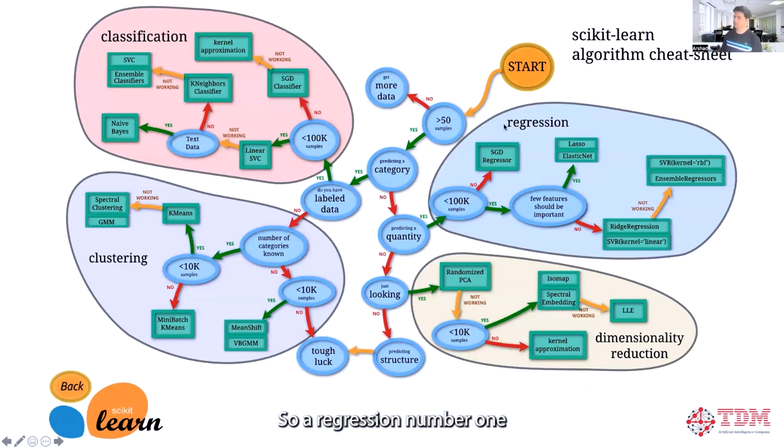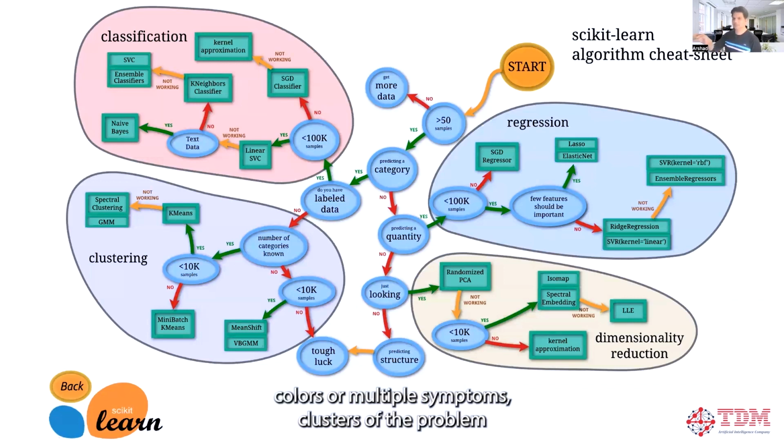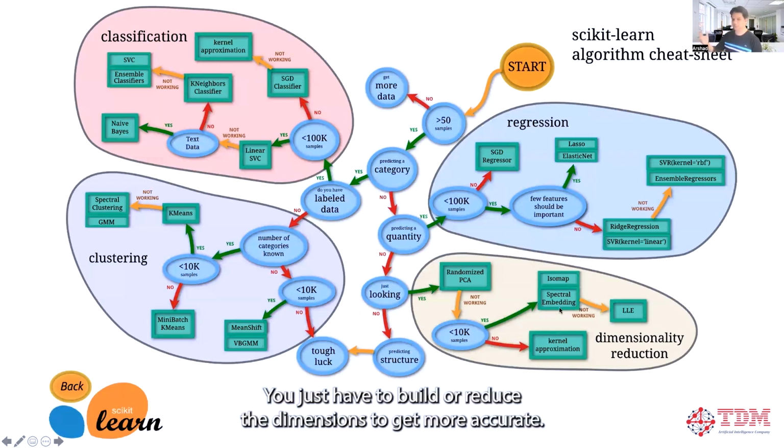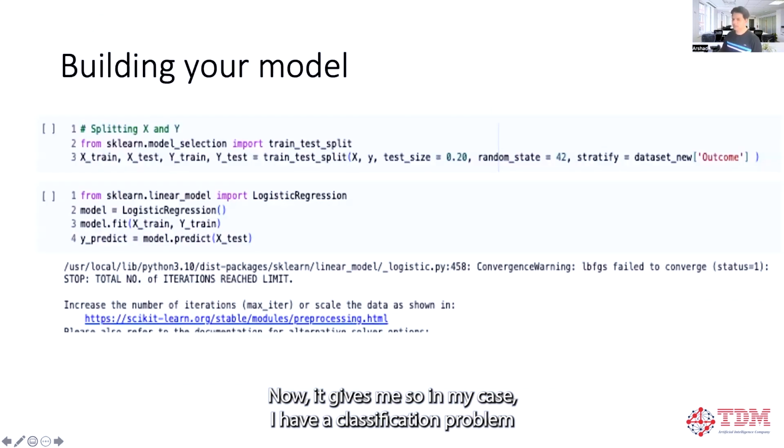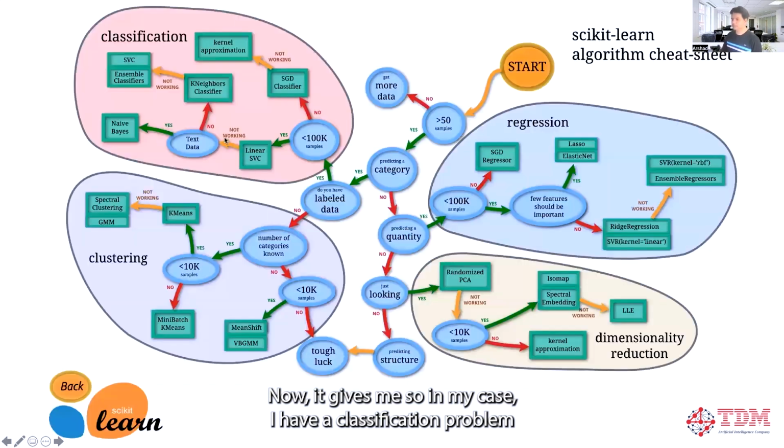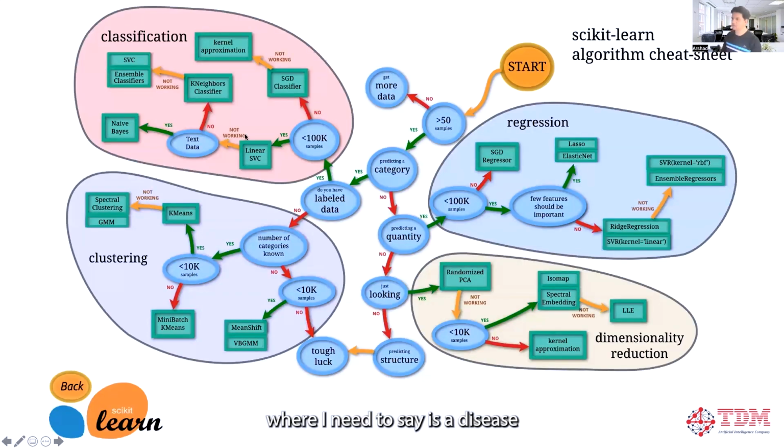So regression, number one, which is quantitative. Classification is classify red, blue, what kind of problem it is. Clustering is you have multiple colors or multiple symptoms, clusters of the problem. And dimensional reduction is you see quantitative, you just have to peel it or reduce the dimensions to get more core out of it.